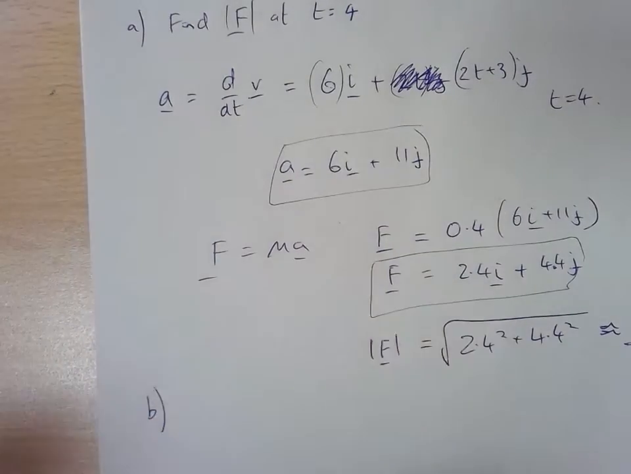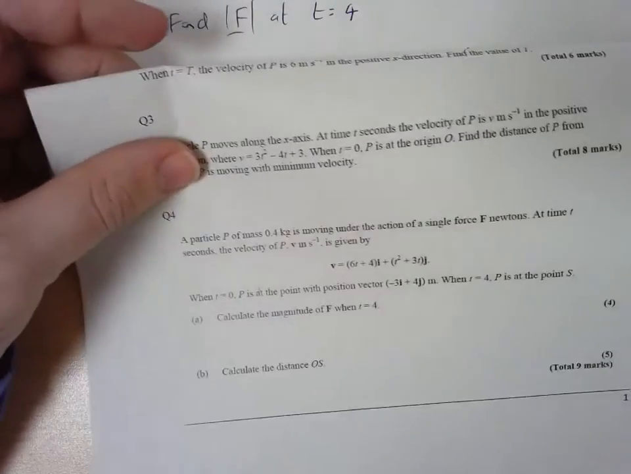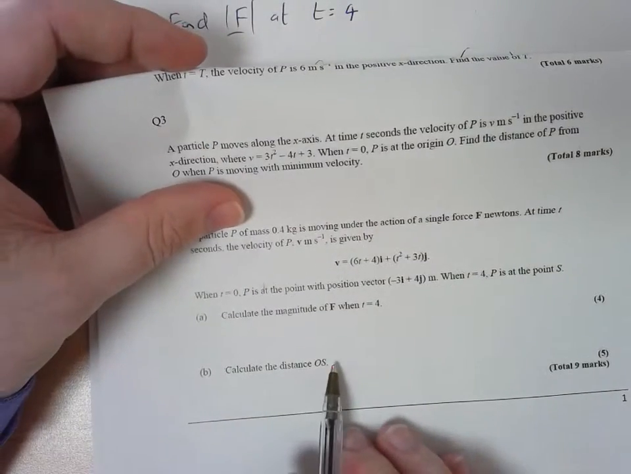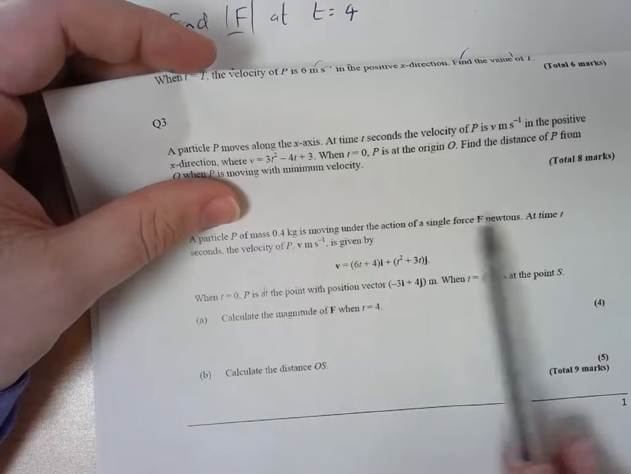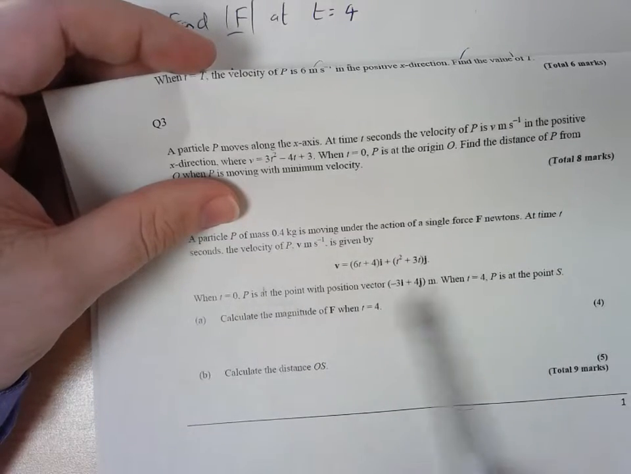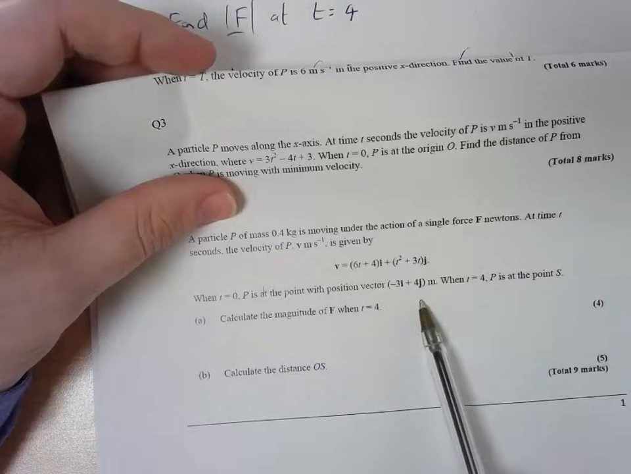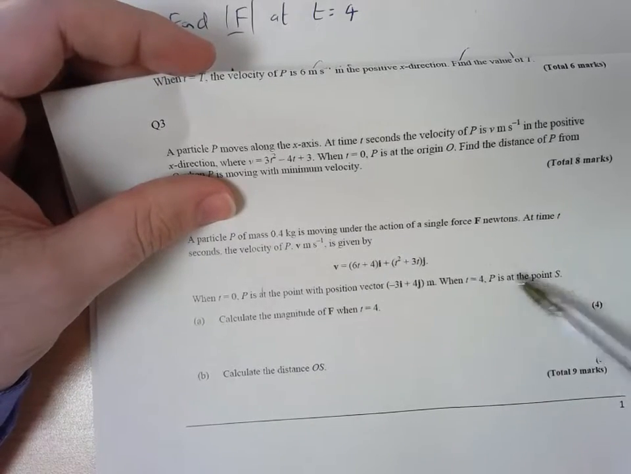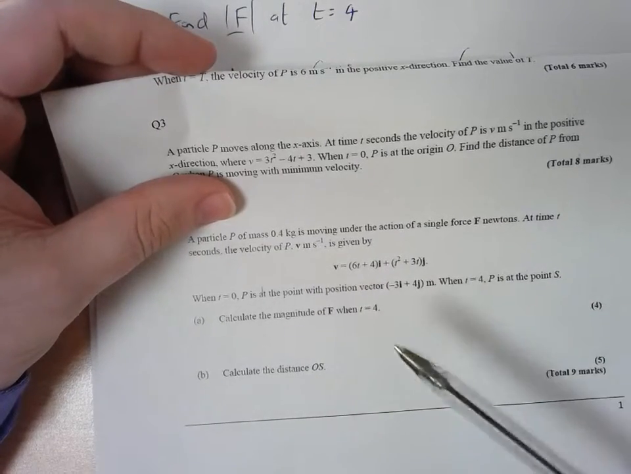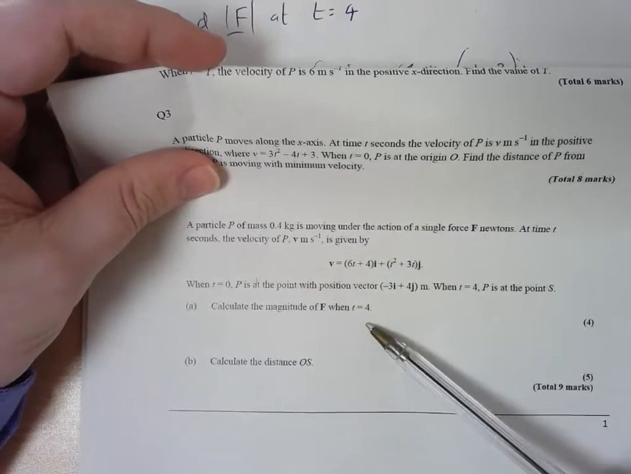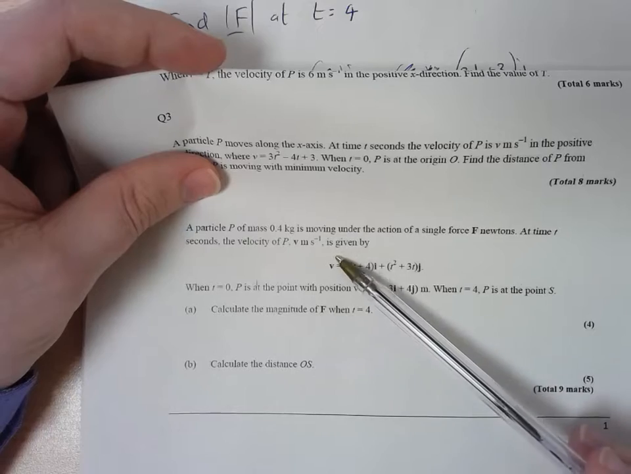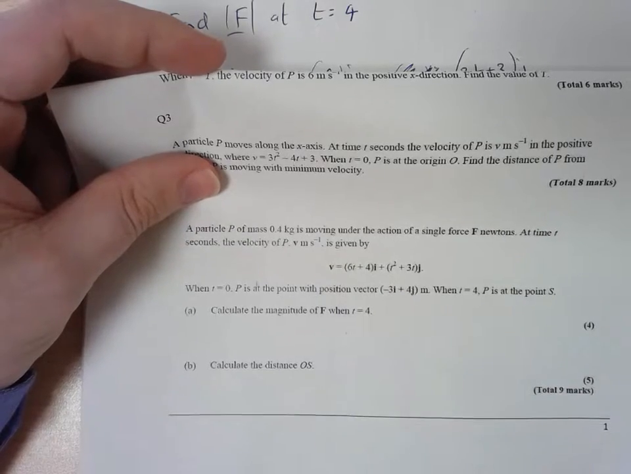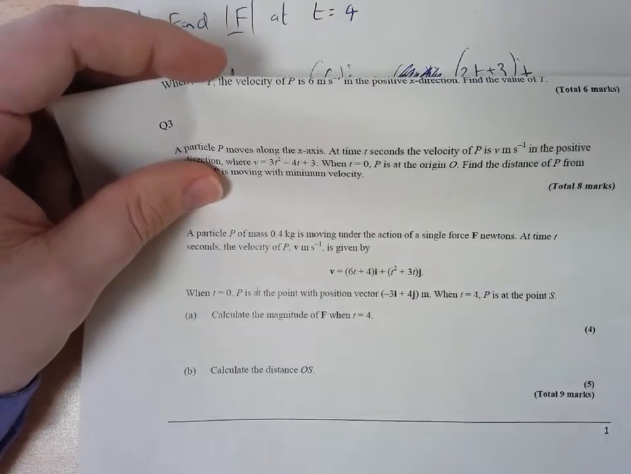For part B, if we return to the question, we're asked to find the distance from O to S. O is the origin. I don't think it explicitly says in here, but we're going to call O our origin. And point S is where t equals 4. So in order to get distance, we're going to have to use integration. We use differentiation to get acceleration. We're going to use integration to get to displacement, and then we're going to use that to find distance.